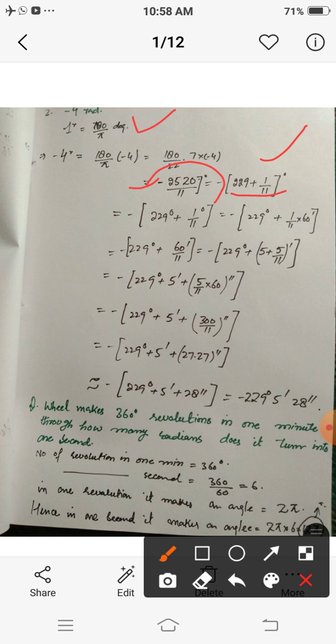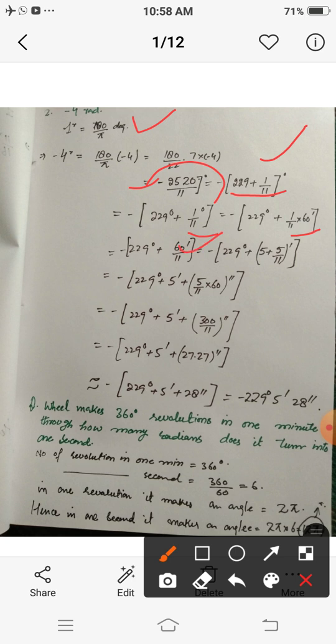So here we will continue with this very term, that is 229 plus 1 upon 11 degree, which can be written as 229 degree plus 1 upon 11 degree. Now this 1 upon 11 degree is simply less than 1 degree, so we convert it into minutes, which is simply by multiplying by 60. In terms of minutes, it is 1 upon 11 into 60 minutes, which is simply 60 upon 11 minutes.